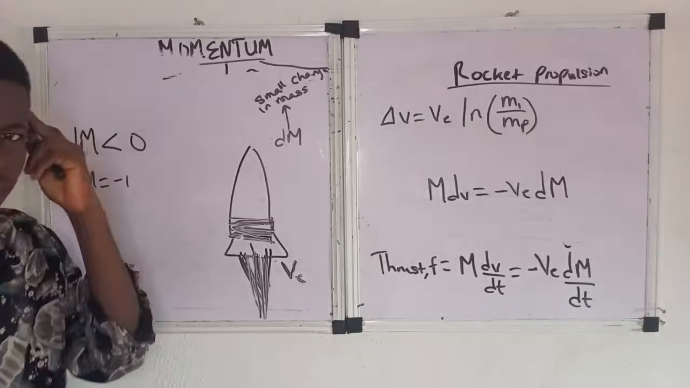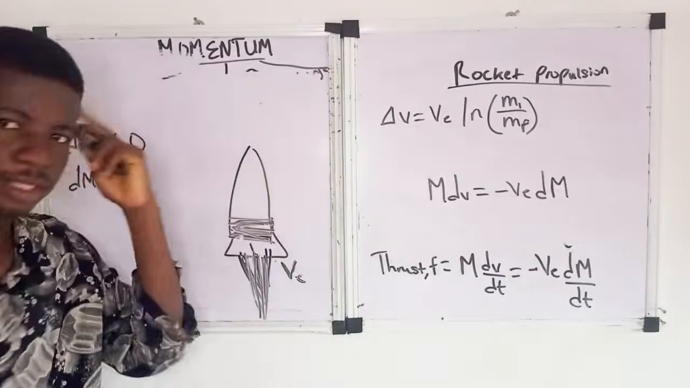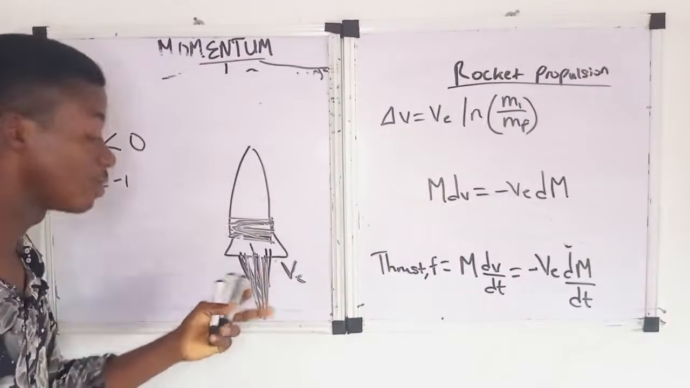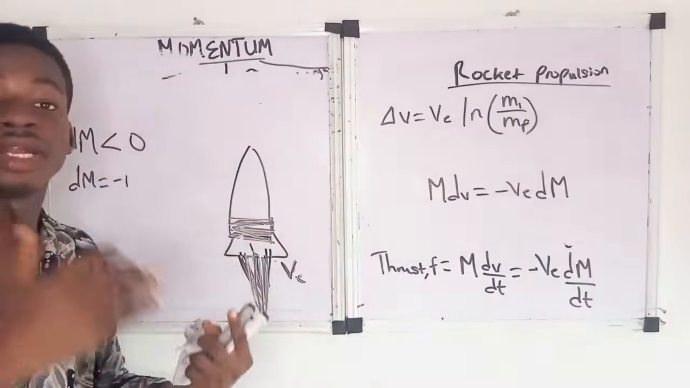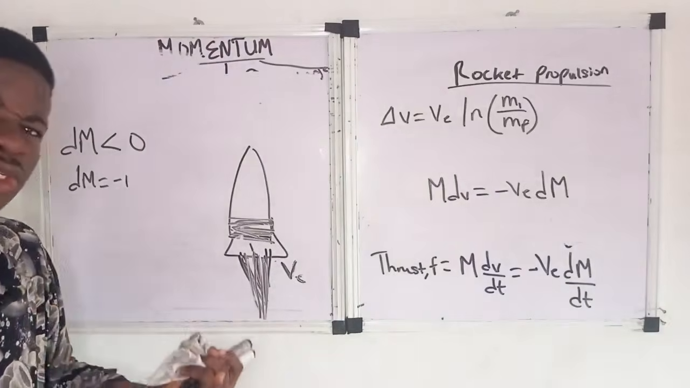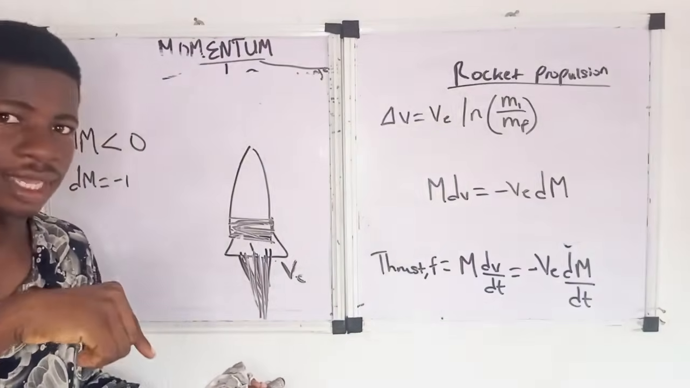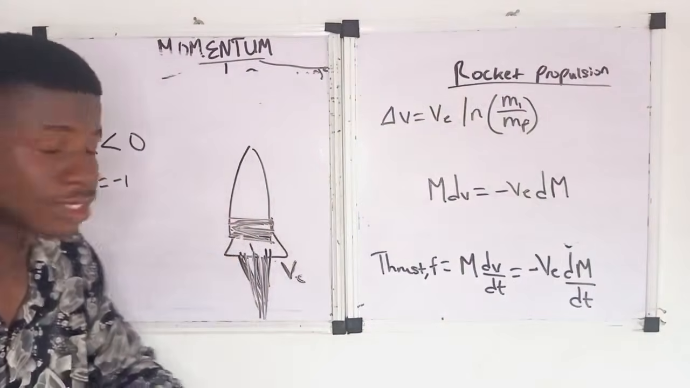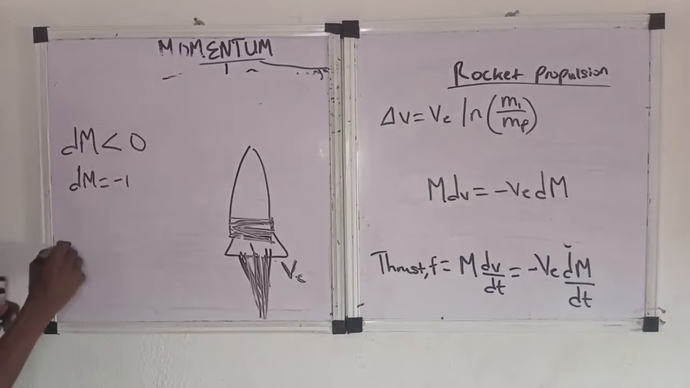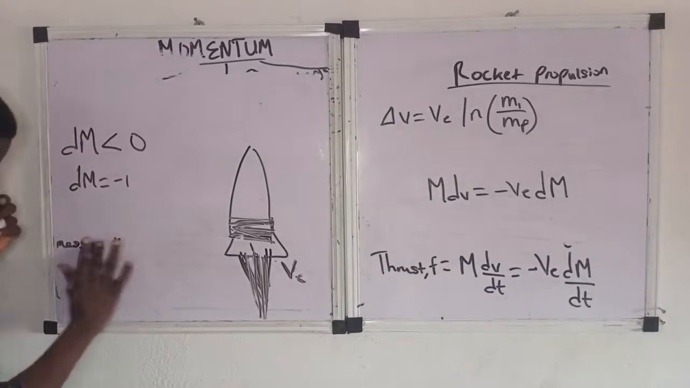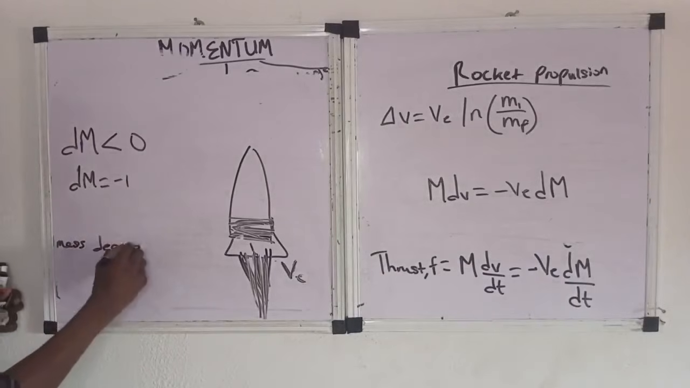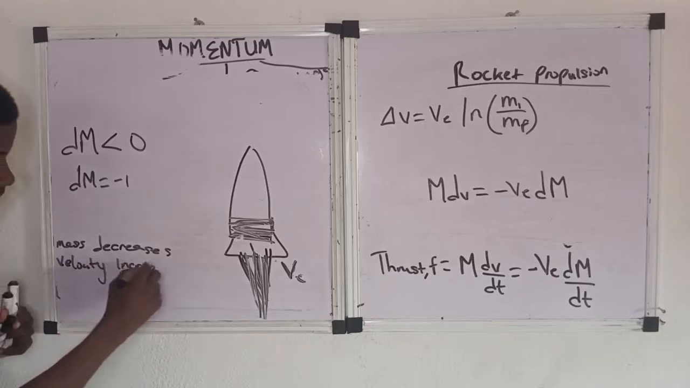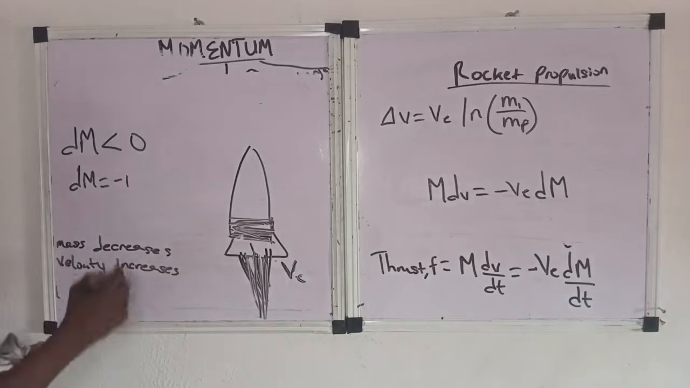Now let's use normal logical sense. When we start burning the fuel, when we launch the rocket, the mass of the rocket will start reducing. Now, what will happen to the velocity of that rocket? The velocity of that rocket will start increasing, because of decreasing mass. So the mass of the rocket decreases, and the velocity increases.